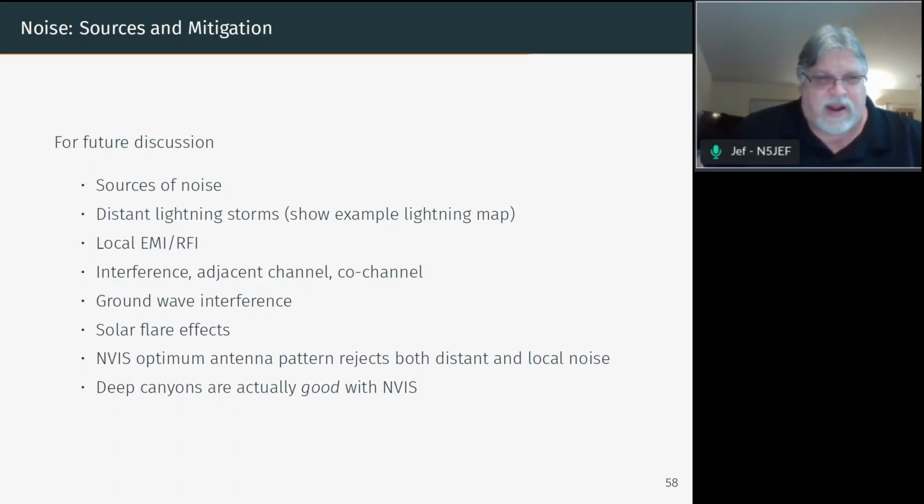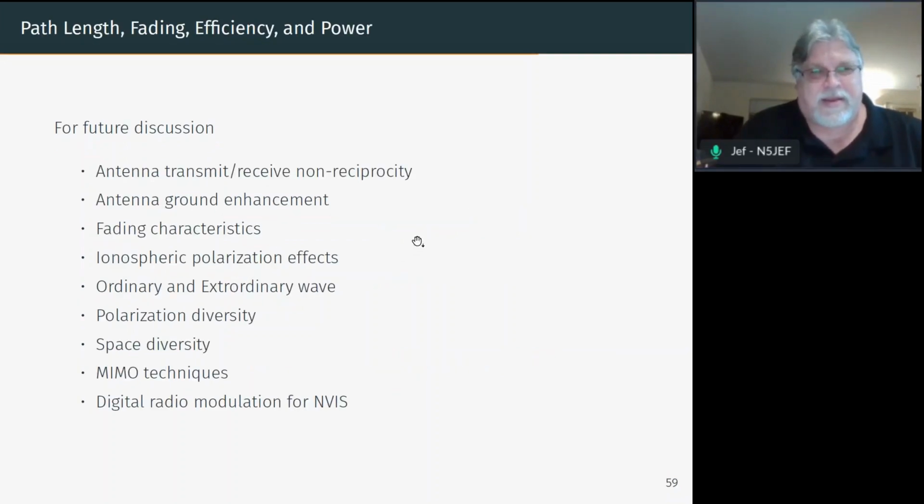We could talk about solar flares and how they activate the D layer and tend to ruin all the propagation. And I just want to emphasize that having an NVIS antenna down at the river and deep in a canyon is actually a good place to have it. There's a lot more we could talk about, but just to show you what topics are out there.